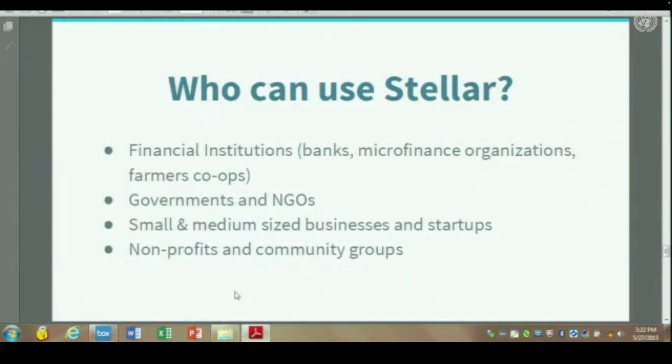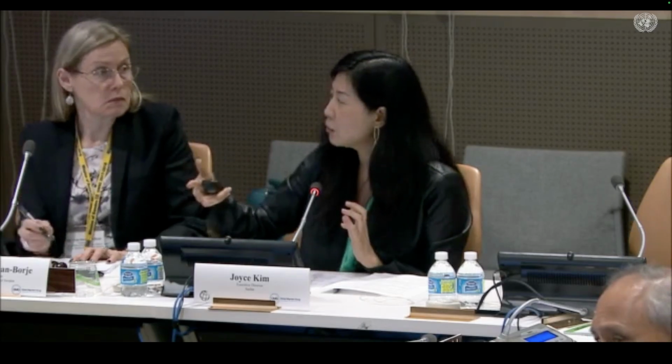People that have been interested in it are financial institutions, banks, microfinance organizations, farmers co-ops, governments, NGOs, obviously a lot of startups, nonprofits, and community groups. One example that I wanted to show is it allows any company that connects to have the potential ability to transact with any other company, which means somebody in the UAE can decide to start transacting with Europe because Europe is already on the network, or said currency is already on the network.